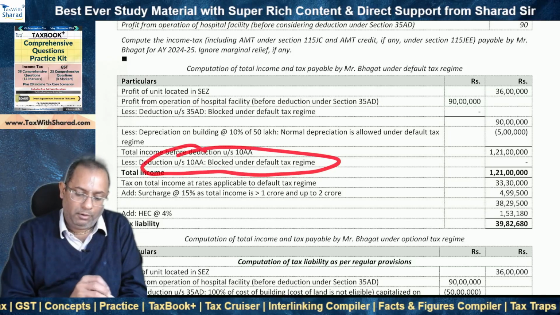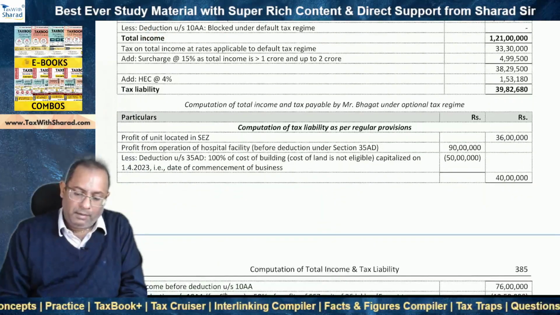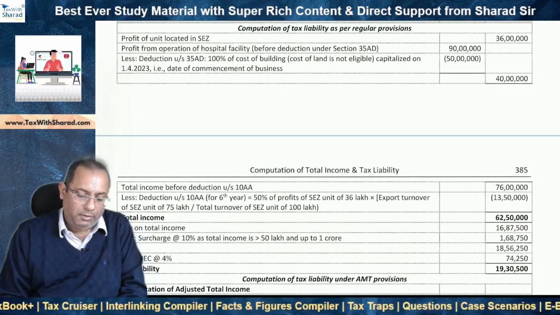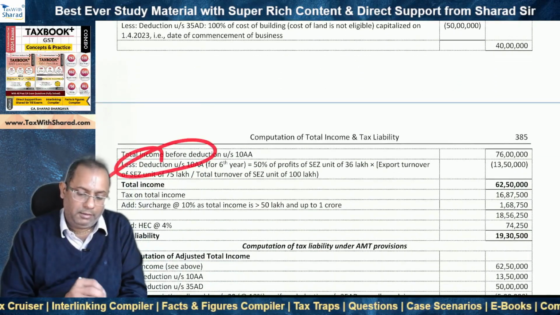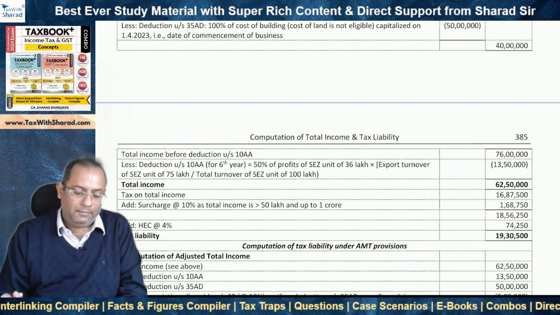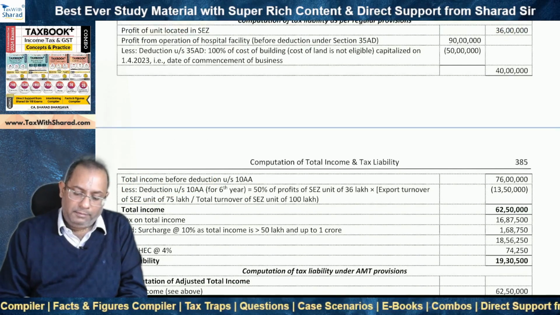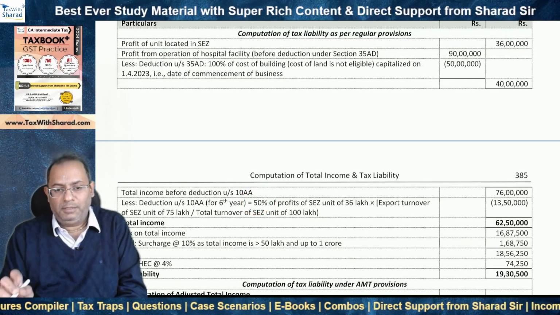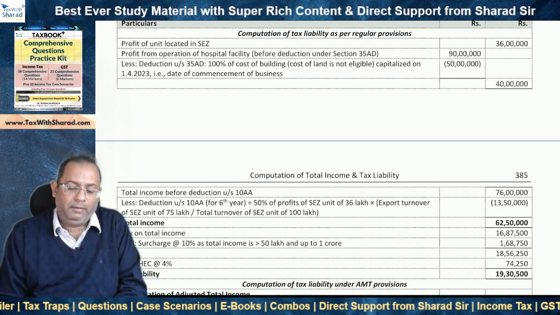The deduction under section 10AA under the default tax regime would not be applicable because under section 10AA it is blocked under the default tax regime. But while making computation under the optional tax regime, students were supposed to provide for deduction under section 10AA. And the deduction was supposed to be provided at 50% of eligible profits, but the mistake that students committed was to provide it at 100%.